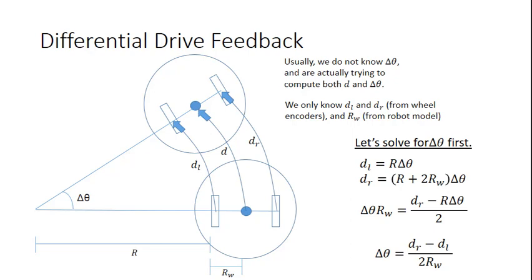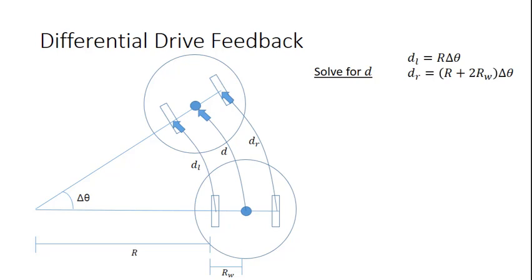So the two equations that we have are the equations for dl and dr. So we have two unknowns and two equations. We should be good to go. So let's solve for delta theta first. I list the equations for dl and dr here for reference. So we are going to take dr and we're going to rearrange it a little bit. Then we get delta theta and RW on the left hand side, and then the rest on the right hand side. And then we can easily just divide by RW and isolate delta theta. And so delta theta is actually going to be the right wheel distance minus the left wheel distance over 2 times RW.